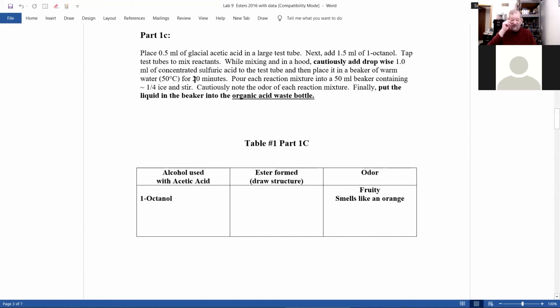Usually when I teach this lab, I say do part C first, then B, then A, because those take the longest, so get those started first. At the end of 20 minutes, students put the mixture into a clean beaker with some ice, stir it and smell it. And they say, whoa, what does that smell like? And most of them say it smells like an orange. It has a fruity smell to it. And this is the main ester that you smell from oranges.